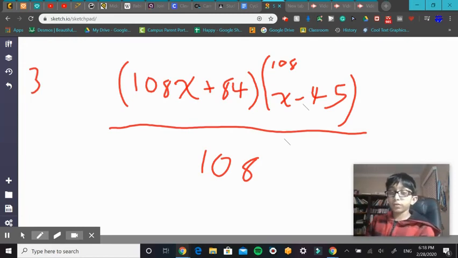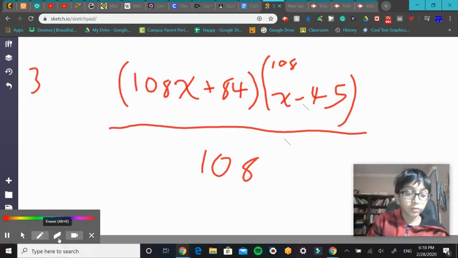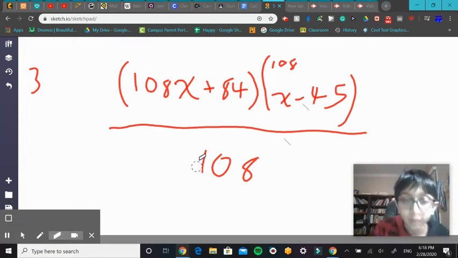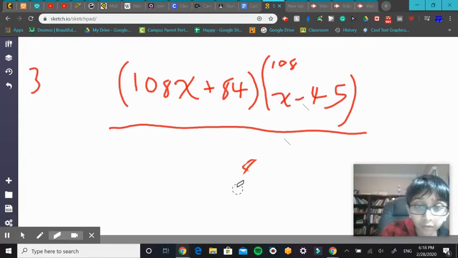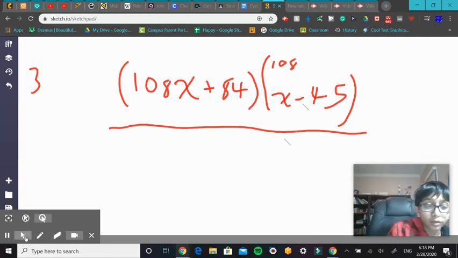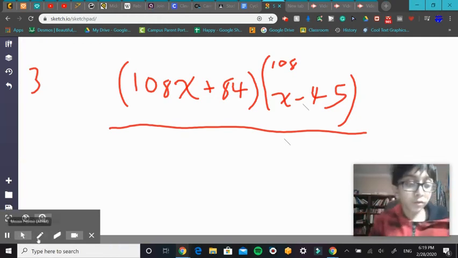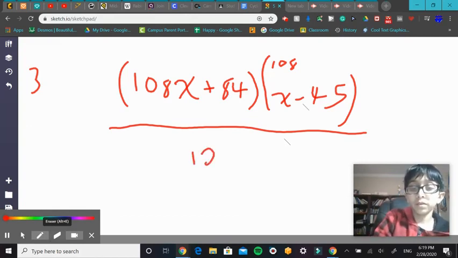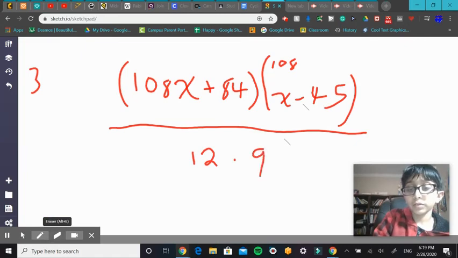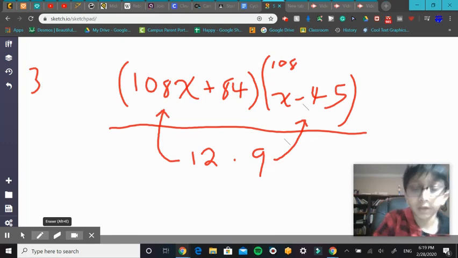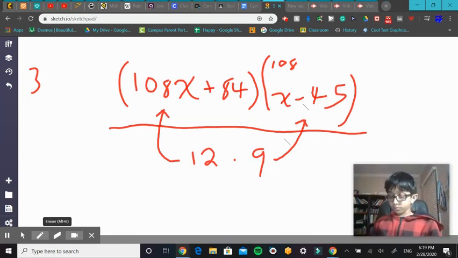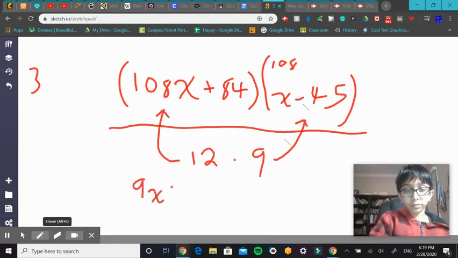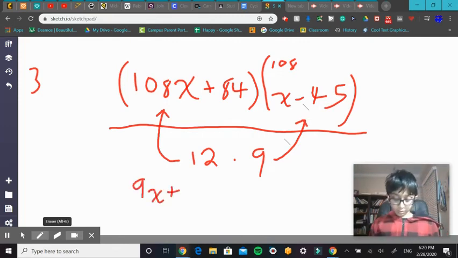So, factors of 108 that we can use. Oh, please don't tell me that this will be a painstakingly painful process. 108. Okay, I'll be back in a second. So, the factors of 108, which I identified, are 12 and 9. So, which expression is divisible by 9? That one. Divisible by 12? That one.